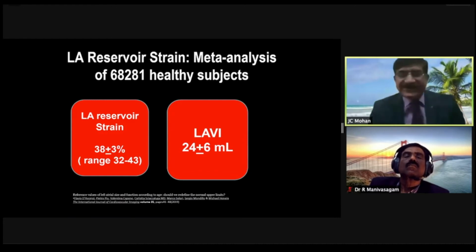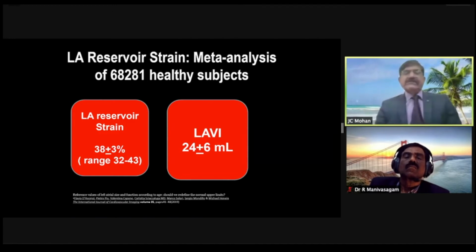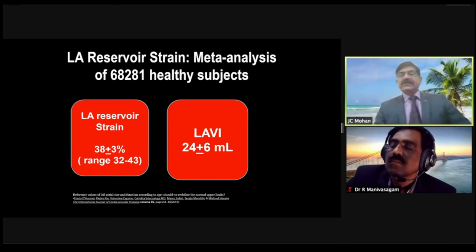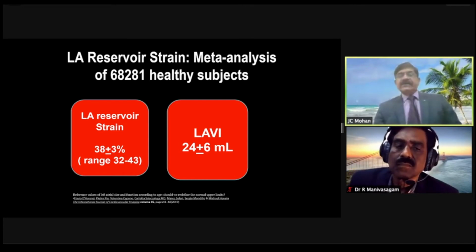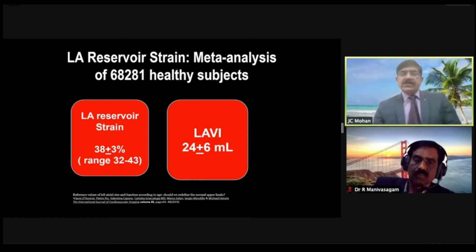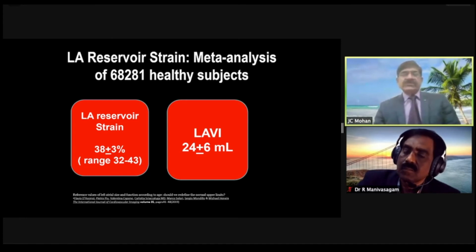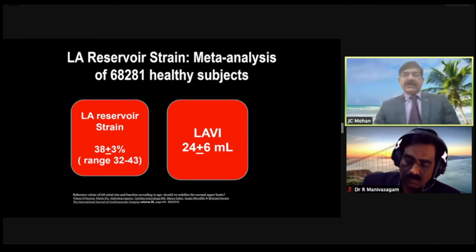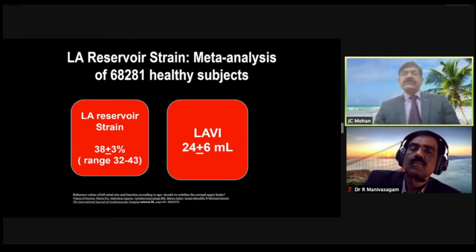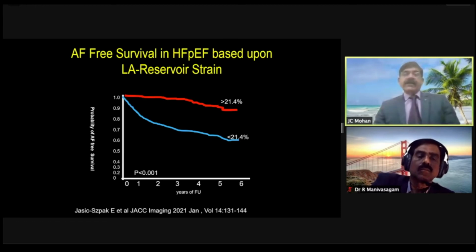However, this large data of 68,000 healthy individuals says the left atrial reservoir strain is 38 plus minus 3%, and left atrial volume is 24 plus minus 6 ml. So a volume which exceeds 30 ml, 35 ml per meter square is abnormal, and a strain which is less than 32% is abnormal. The two are not intricately linked. You can have normal volume and reduced strain, and you can have high volume and normal strain, and both need to be measured to talk about left atrial function in a proper manner.